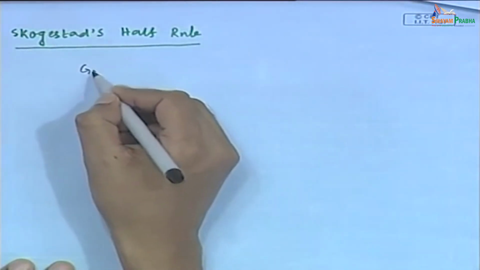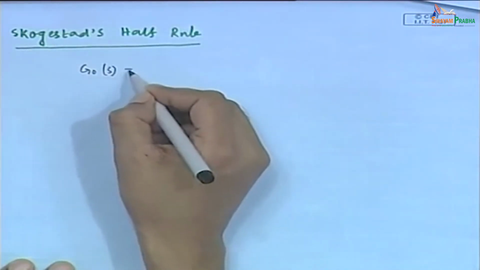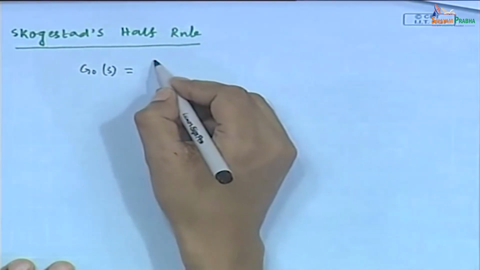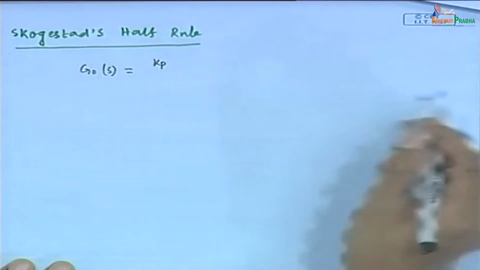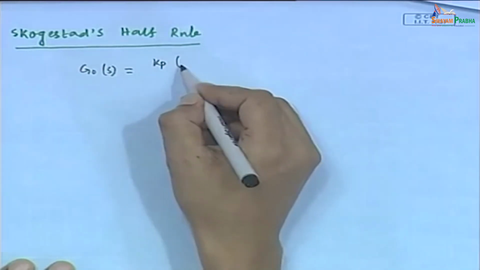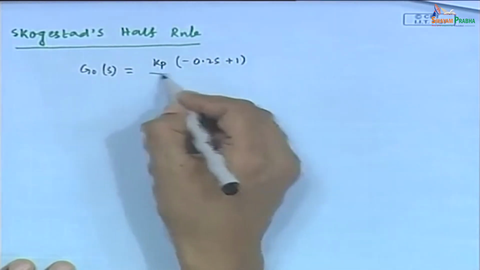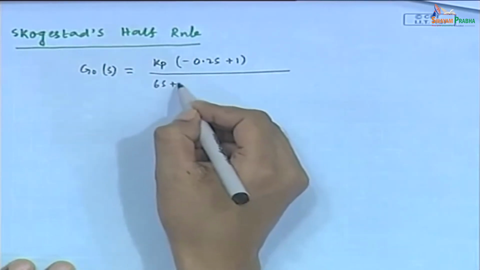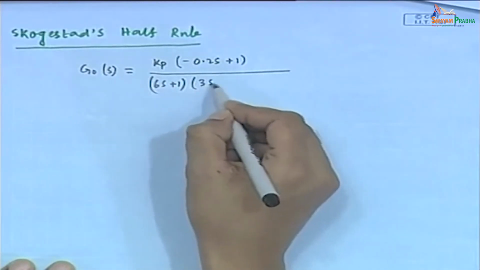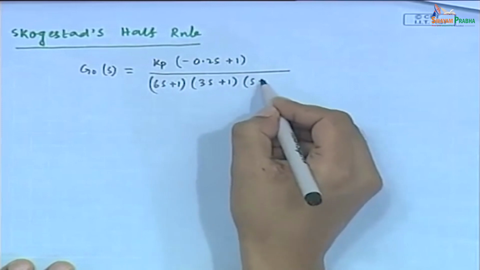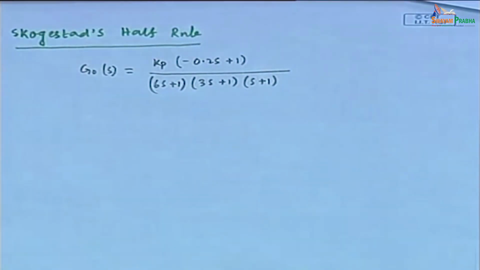The overall transfer function which we have taken is represented, again I am writing that, divided by 6s plus 1, 3s plus 1, s plus 1. Now, we will transform this transfer function to a first order plus dead time system by the use of Skogestad half rule.